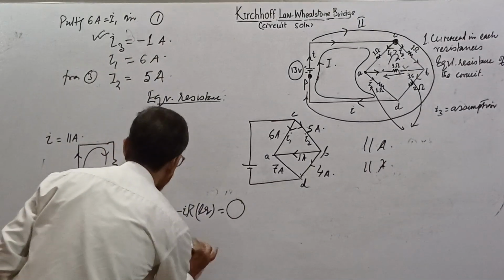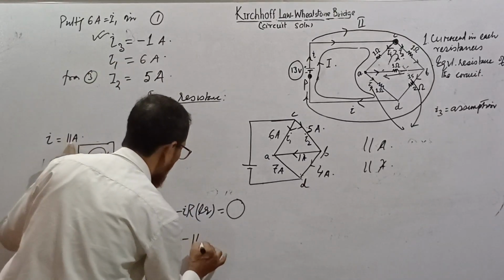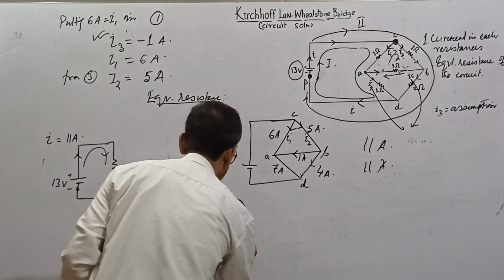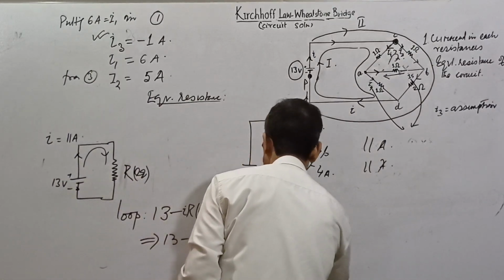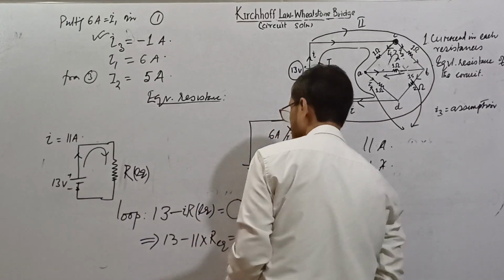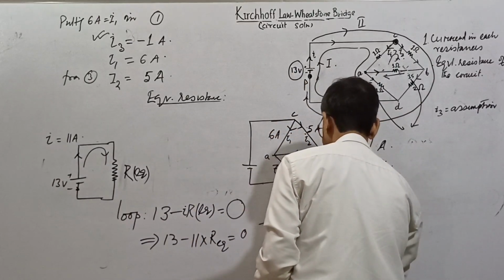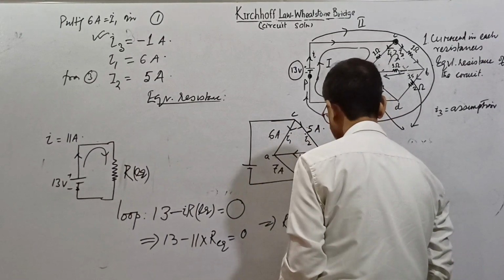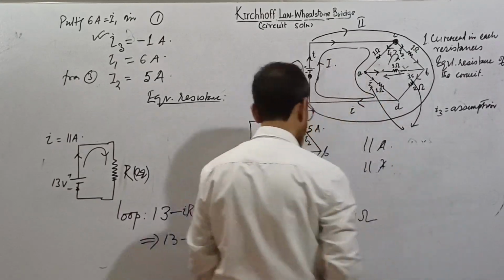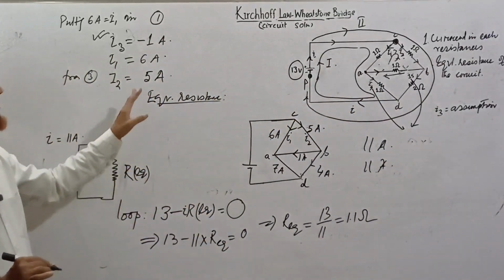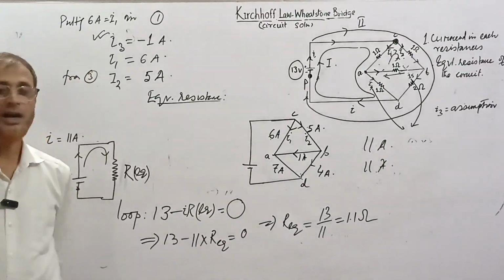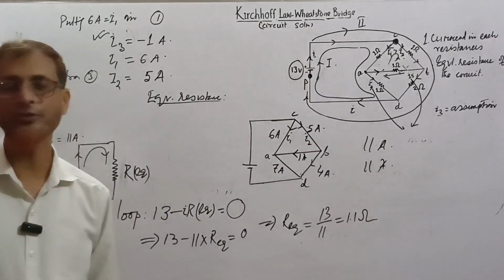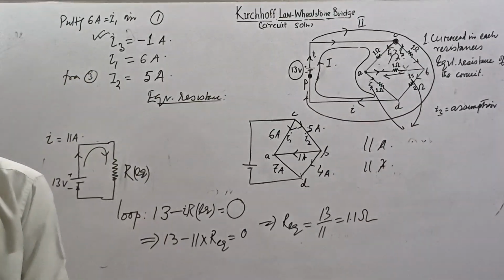It is a drop of voltage equal to minus I R, and if you solve this, it is 13 minus I, where I is equal to 11, times R equivalent, equal to 0. Therefore R equivalent is equal to 13 by 11, equal to 1 point something. Am I right? So this is all about the class. Another valuable conception and critical videos on Kirchhoff's law and Wheatstone bridge will be provided, and please follow the end screen of today's video.